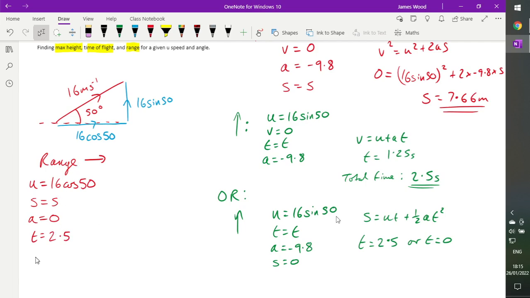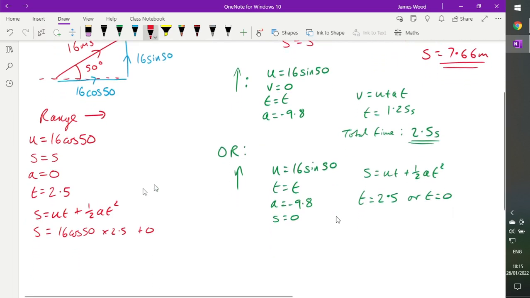So now we can look horizontally and we can use s equals ut plus half at squared, which for us is going to be s equals 16 cos 50 times 2.5 and then plus 0, because the acceleration is 0 horizontally. So we're essentially just using s equals ut. So 16 cos 50 times 2.5, so 25.7 meters.